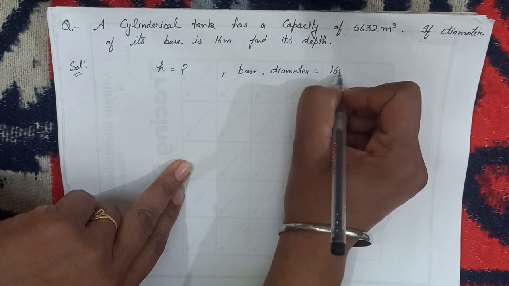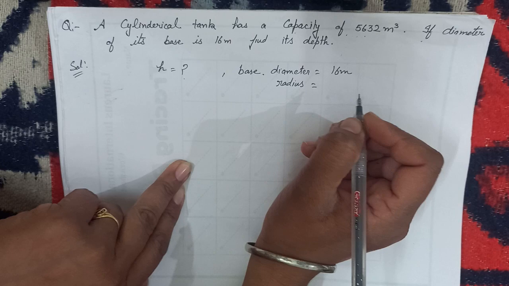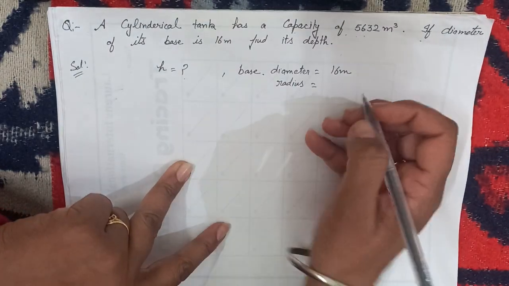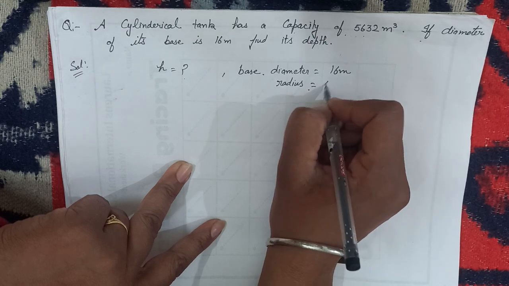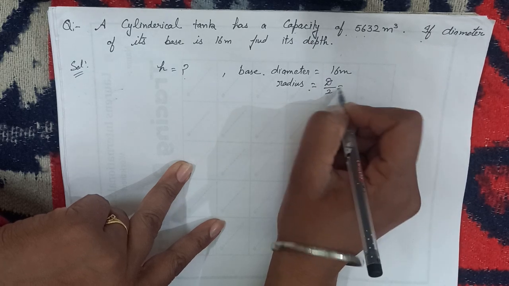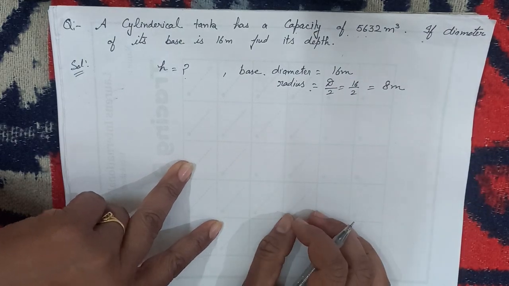That is 16 meters. We need to find out the radius. As I have said, we always need radius and height in this. Now the radius will be, if it is 16, the radius is always diameter over 2, that is 16 over 2, so that means 8 meters is the radius.